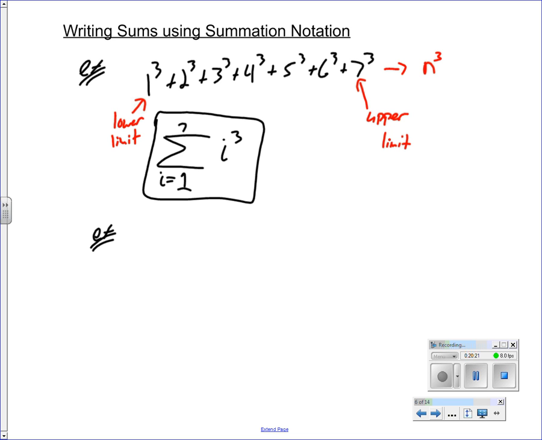Sometimes the sequence you'll be writing in sum notation will be written out in general form. It won't actually stop. It'll go up to the nth term. That's what we're going to do here, an example of that. So if I have 1 plus 1/3 plus 1/9 plus 1/27 plus, and our general term, 1/3 to the n minus 1.